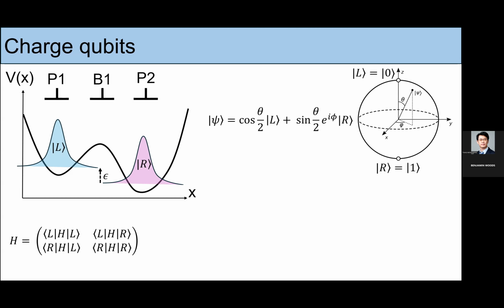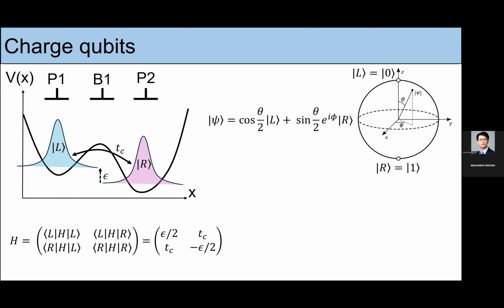But we know that the electron can also tunnel through this tunnel barrier, and this gives rise to what's called a tunnel coupling between these two charge states. So this is going to be the off-diagonal coupling between the left and right charge states. It shows up on the off-diagonal here, TC, and we call this the tunnel coupling. So this is our basic Hamiltonian for the charge qubit. You have the charge detuning on the diagonal, and then the tunnel coupling that can mix these two states.